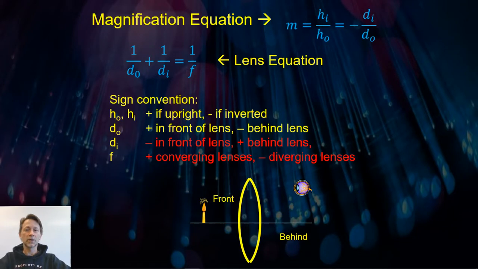Okay. Now, the equations are the exact same equations. So we still have our hi over ho equals negative di over do equation as our magnification equation, and we still have our lens equation that's 1 over f equals 1 over di plus 1 over do.